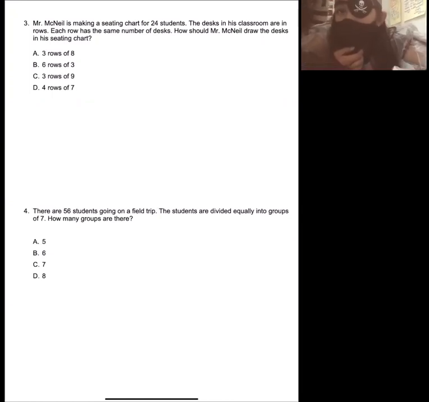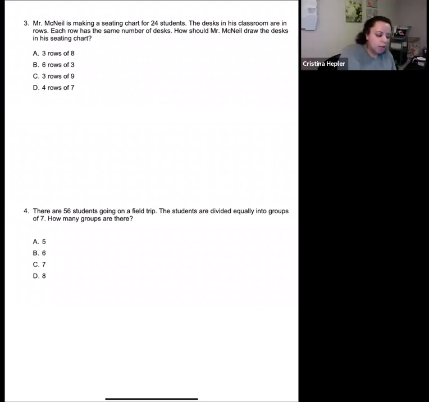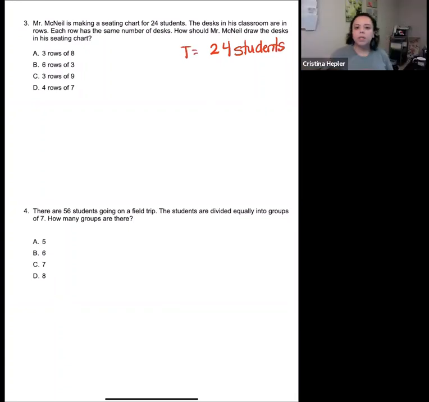What was the strategy? My strategy was, there were 24 students, and then there were rows with the same number of desks. So then I made groups from 24. Okay, so is 24 the total, the groups, or the size? The total. The total, thank you. So you were only given the total.